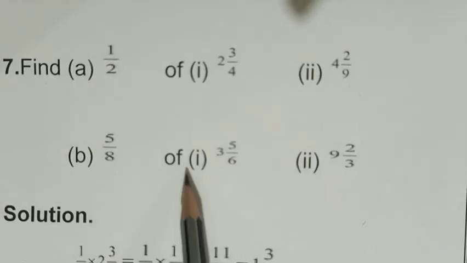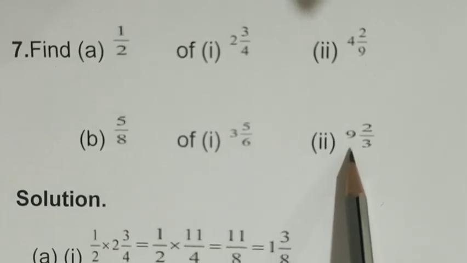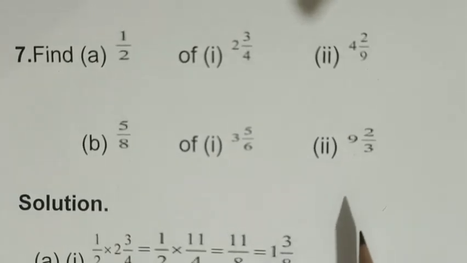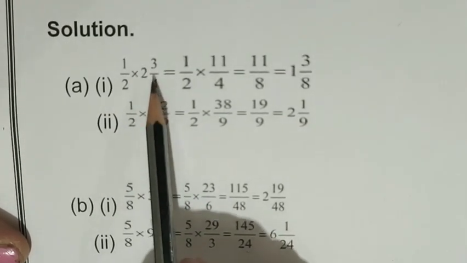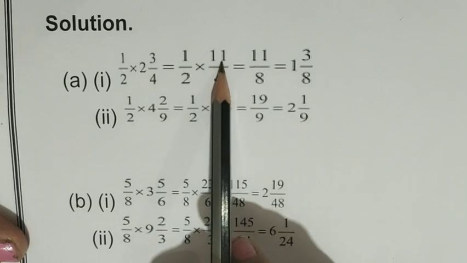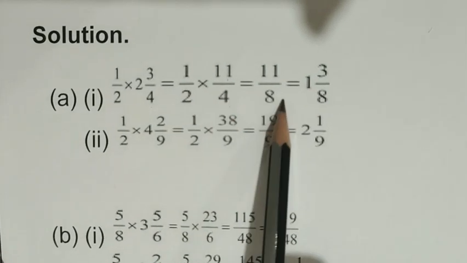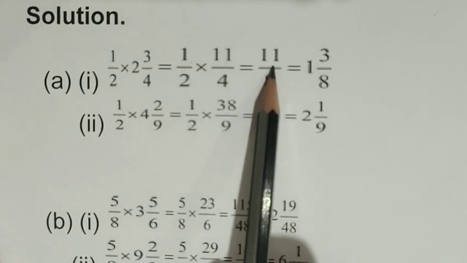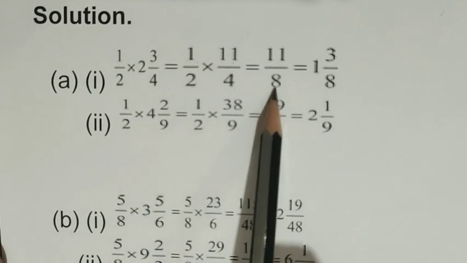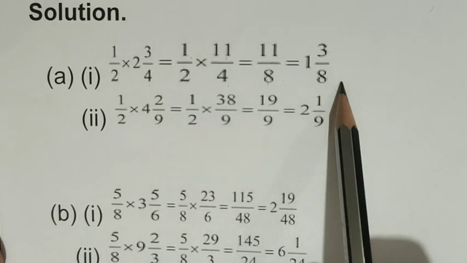Similarly, 5 by 8 of 3 integer 5 by 6 and 9 integer 2 by 3. Now we'll go for the solution one by one. First one, half into 2 integer 3 by 4. So 2 integer 3 by 4 we have converted into 11 by 4. So half into 11 by 4 is equal to numerator into numerator, 1 into 11 means 11, denominator into denominator, that is 2 into 4 equal to 8, equal to 1 integer 3 by 8.